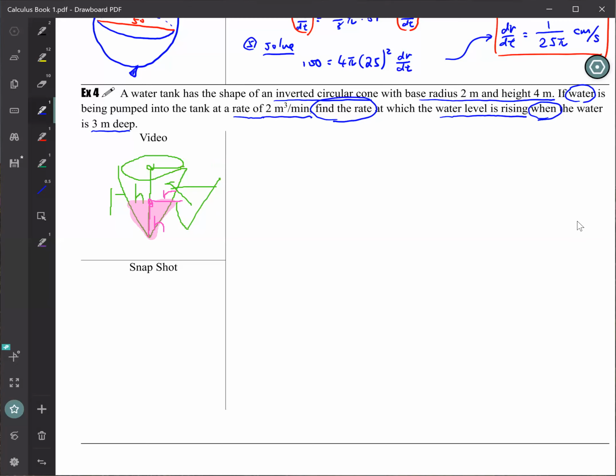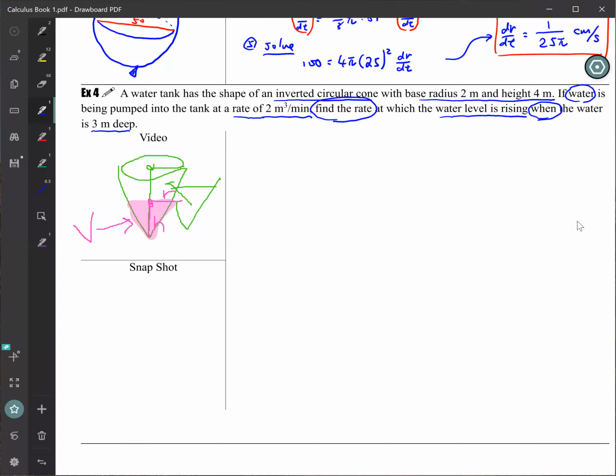Hold on, let me erase this stuff because it's kind of ugly. Okay. The volume. No, I don't want that. This whole thing is the volume. So it's the pink one, right? Yeah, the pink part. So all the variables are talking about the pink part, the juice, right?